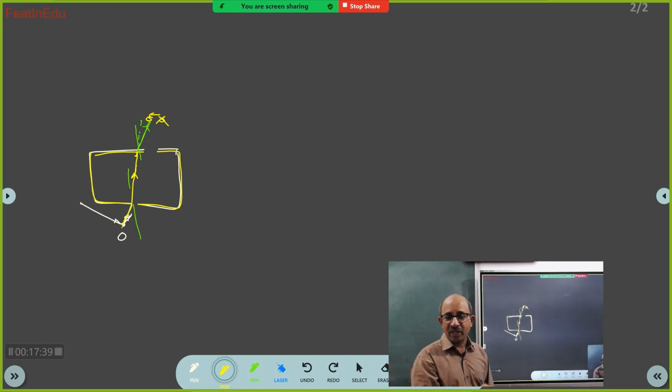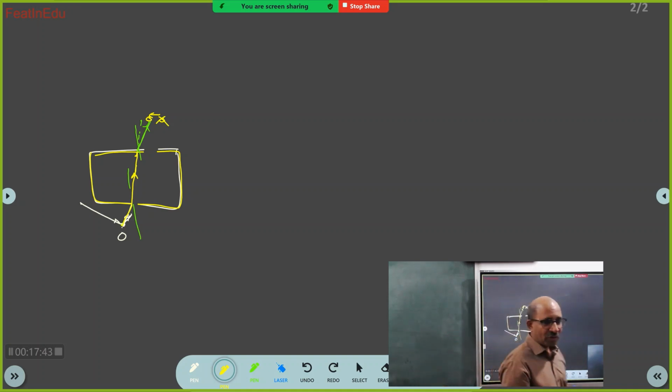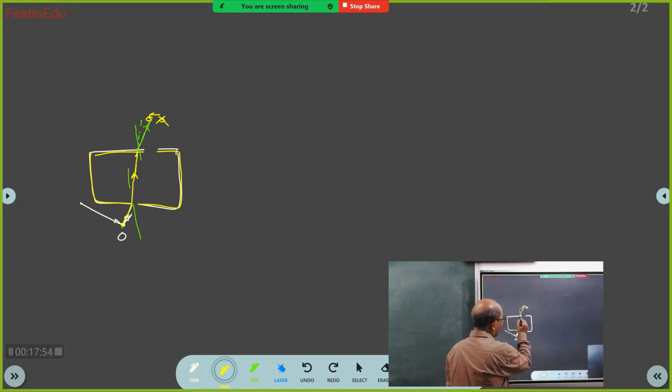What did you shift to see the object here? You shifted your eyes. Why did you shift your eyes? Because the ray from this was coming in this direction after refraction.